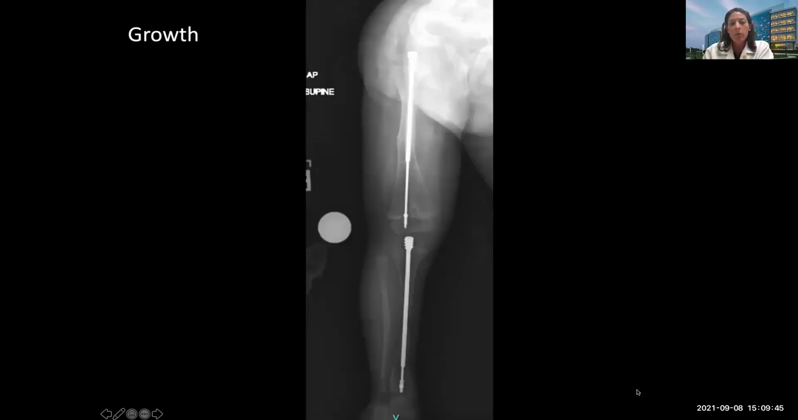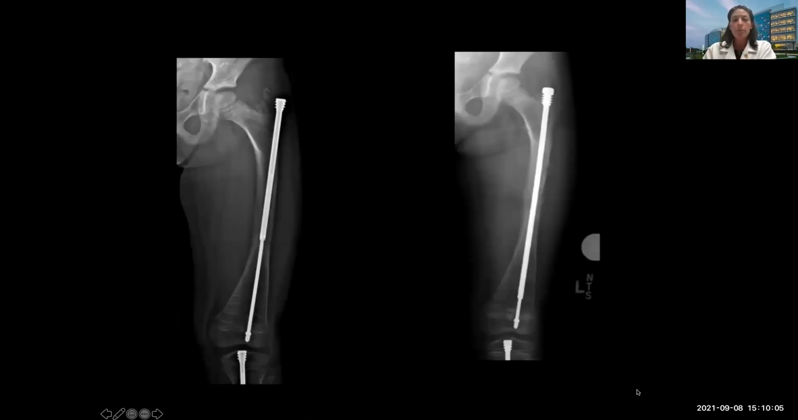This is an example of a telescopic rod that has performed very nicely with a period of growth. We can see the female component has remained well fixed in the proximal aspect of the femur. Distally, the male component of the rod has also remained fixed. And over time, each of these pieces of rod has telescoped apart with growth.